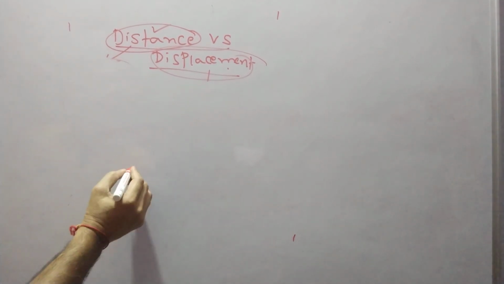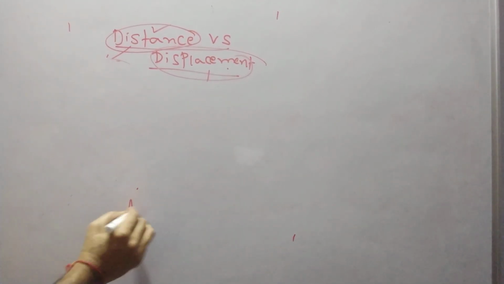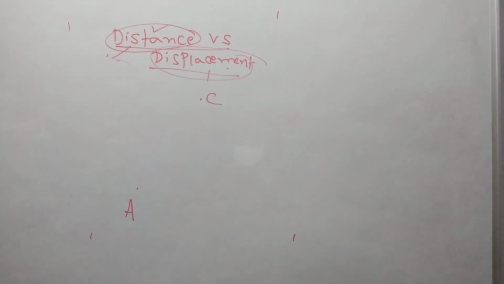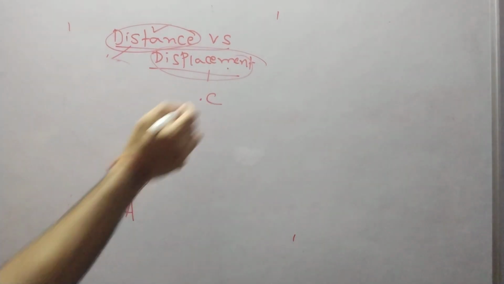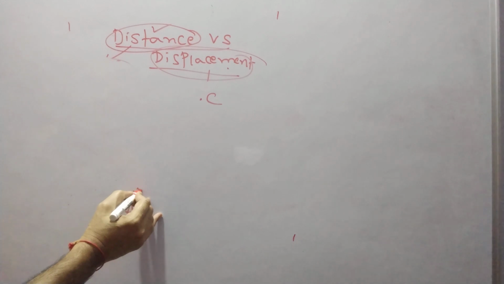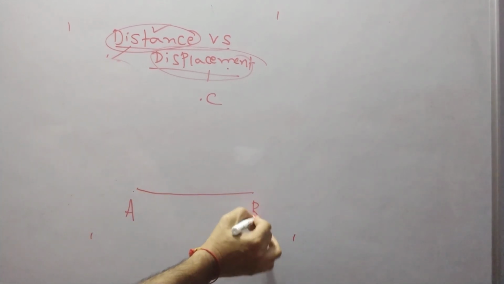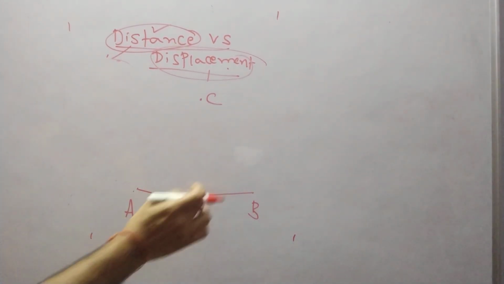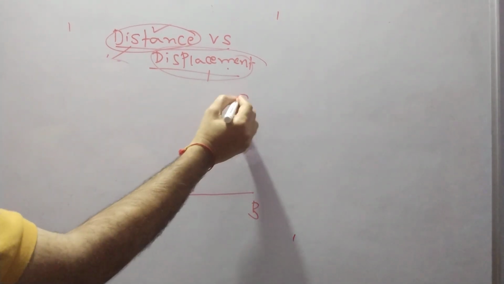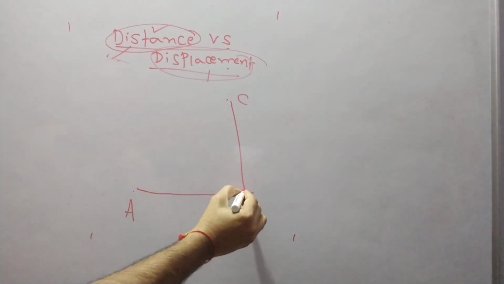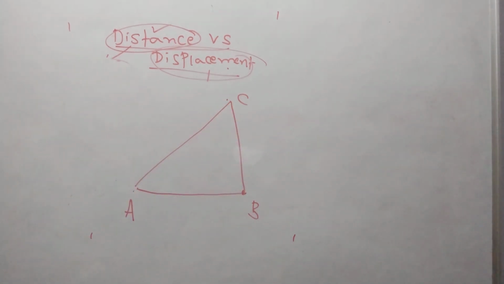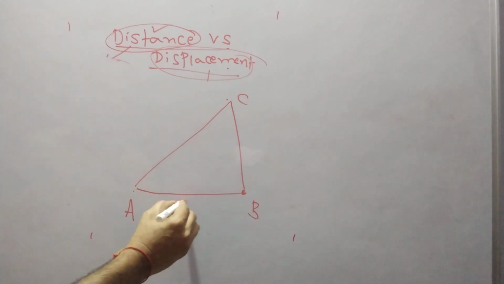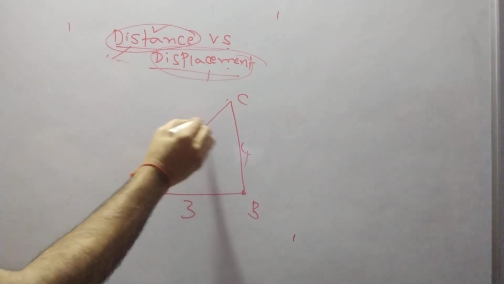Suppose this is A, and this is C. Now I want the distance from A to C and the displacement from A to C. Suppose B is another point, and C is this point. Suppose this side is 3, this is 4, and this is 5.